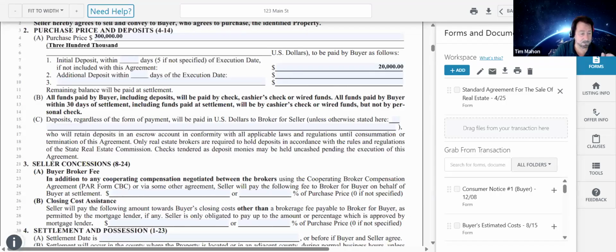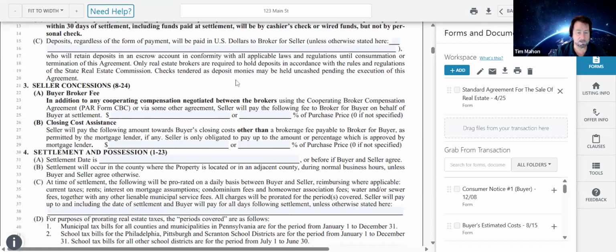And that would be what you would fill in on this line, who retains sums in escrow in conformity with all applicable laws. Okay. Oh, checks tendered as deposit monies may be held on cash pending the execution of the agreement. That's true, but usually we get the agreement executed first.